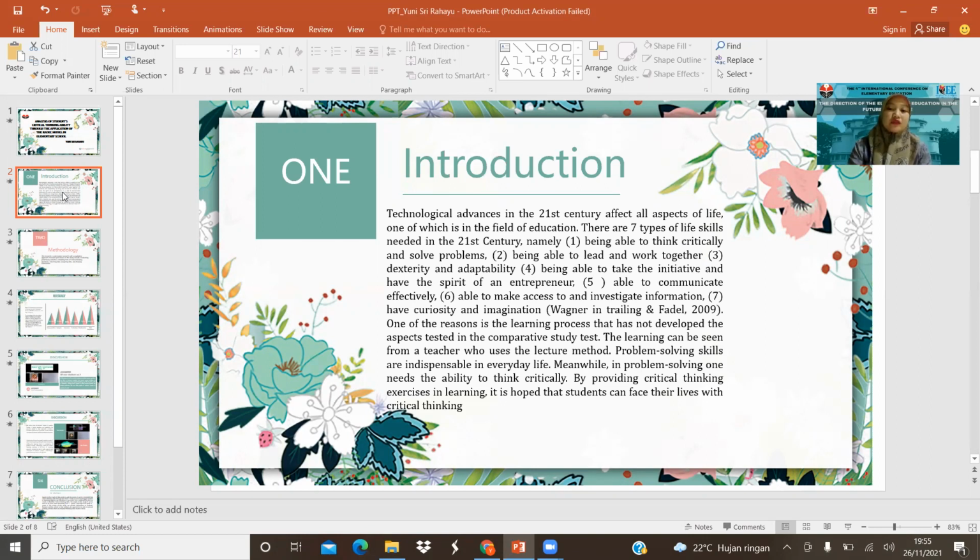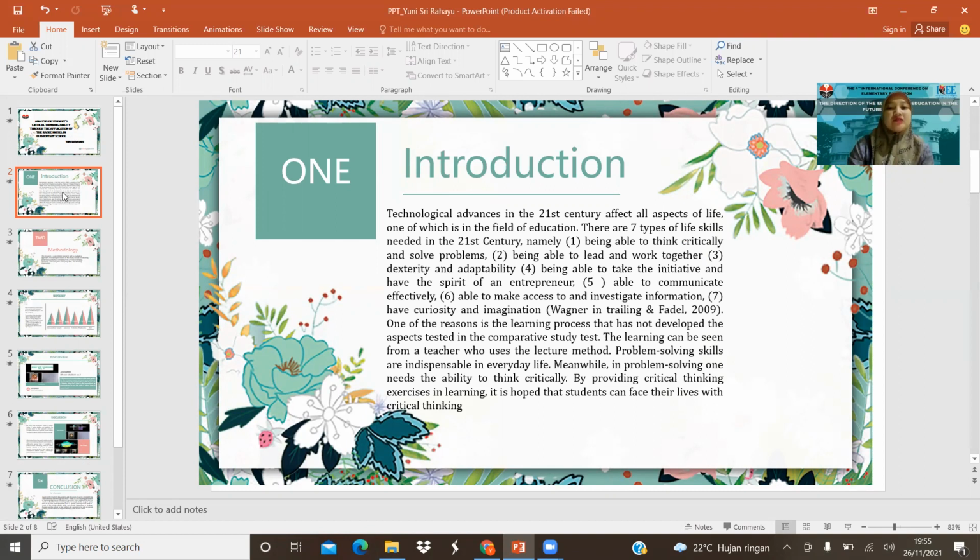5, able to communicate effectively. 6, able to access and analyze information. 7, have curiosity and imagination. Wagner, in Trilling and Fadel, 2009.